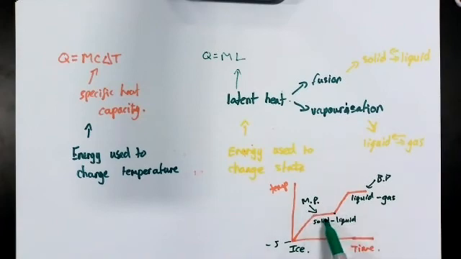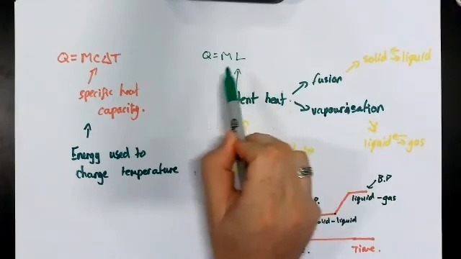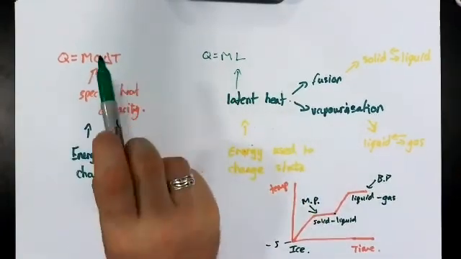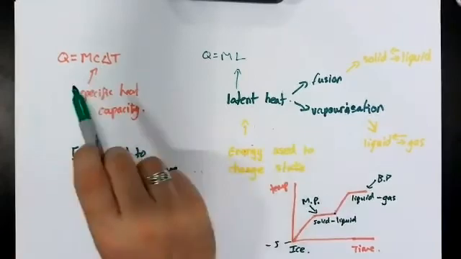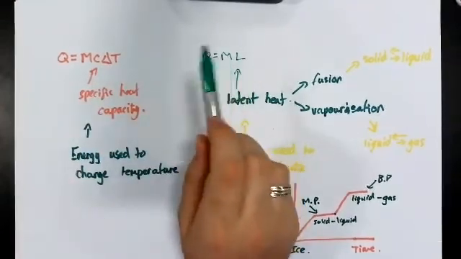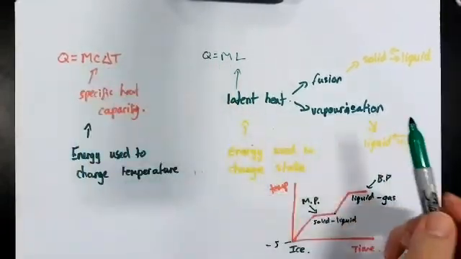But yeah, so this is really nice to observe that when we see a flat line on a temperature-time graph, this is where there is a change of state occurring because the energy is being used to change the state, not change the temperature. So which equation would you use? You would use this one for a change of state and this one for a change in temperature.